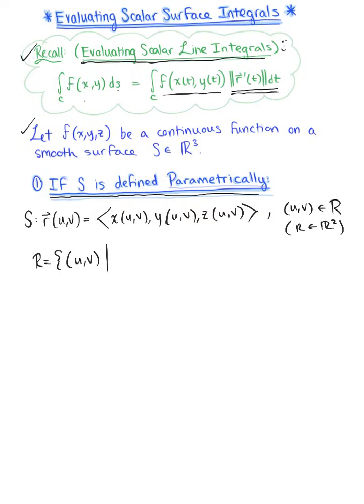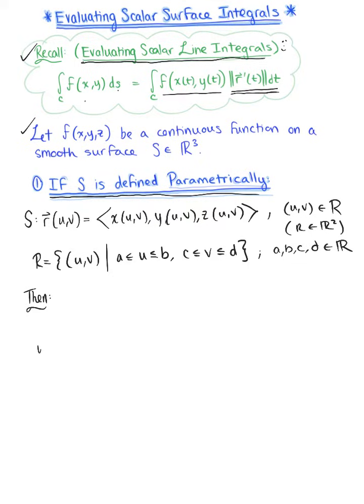And let's actually incorporate bounds on these parameters. So let's say that u is greater than or equal to a, less than or equal to b, and v is greater than or equal to c, less than or equal to d. And this, of course, is where a, b, c, and d are all scalars, all constant values. So now that we have our parametric description of the surface, we're then ready to define the surface integral.